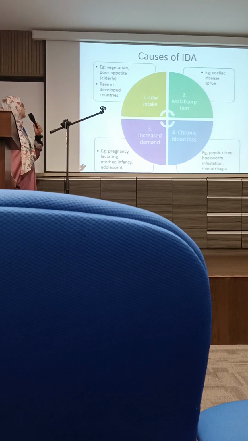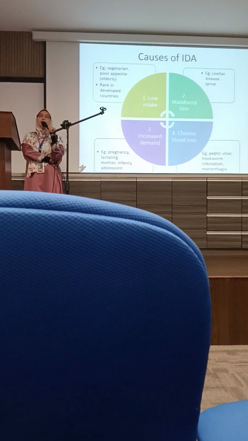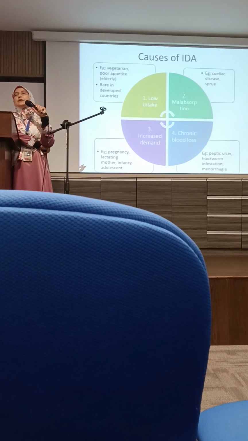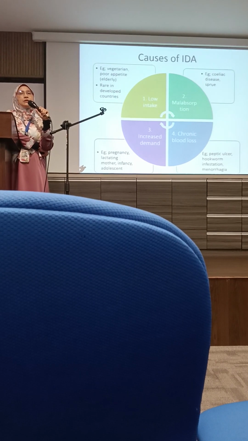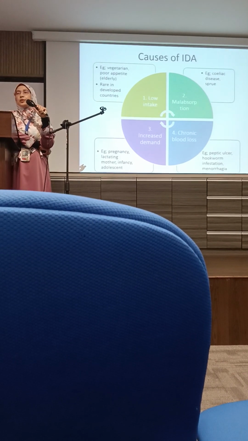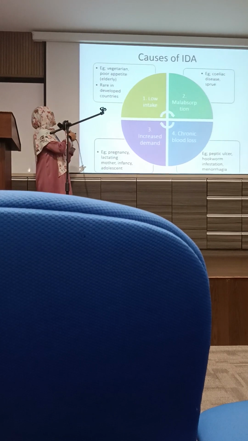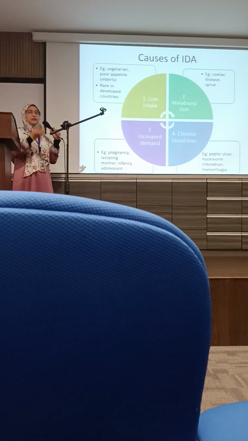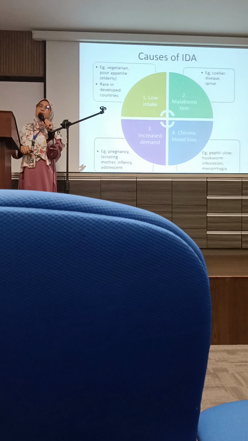So the causes of iron deficiency anemia, mostly it is due to dietary inadequacy. Contohnya vegetarian. Vegetarian dia adalah non-heme iron, tapi the amount that is absorbed is very low kan. So that's why they have iron deficiency anemia. And also commonly seen in elderly because they have poor appetite, so dia tak dapat banyak iron intake. And that's why it is rare in developed countries.